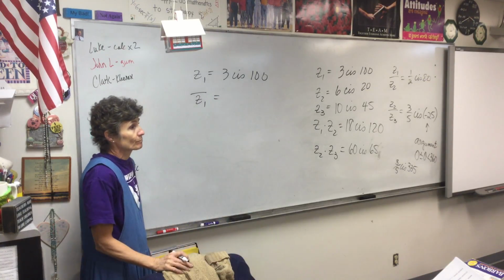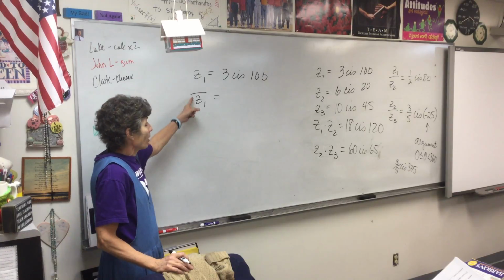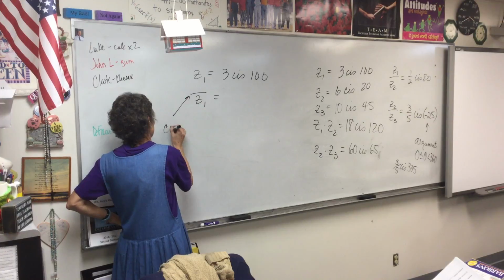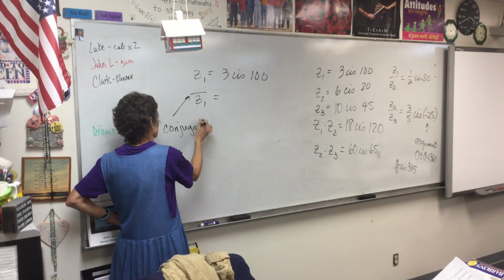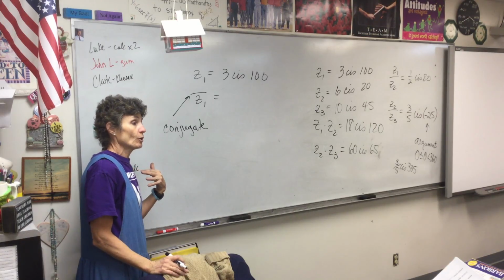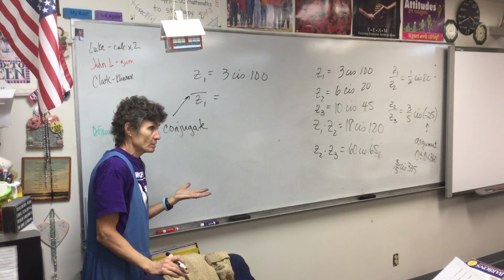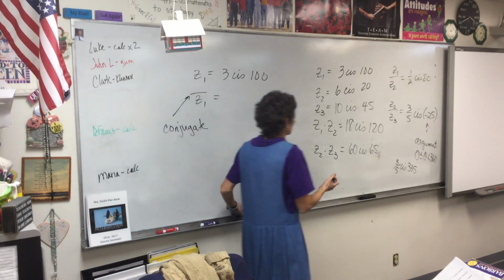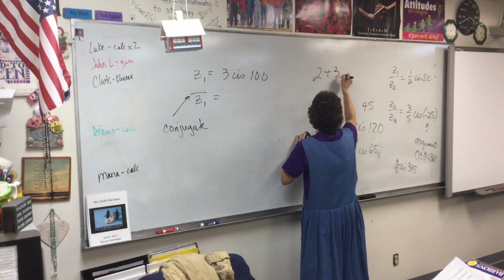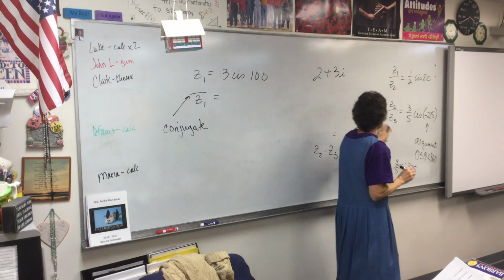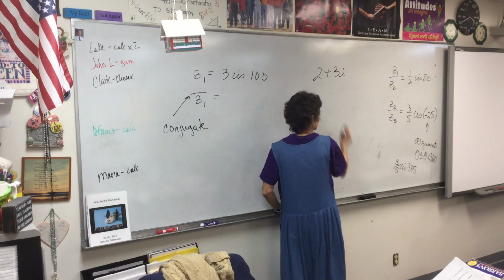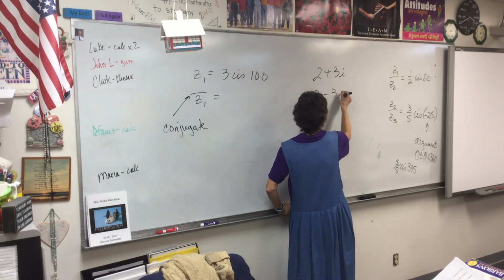All right, here we go. Is that little bar over the top? That's the notation for conjugate. Now, if this were a rectangular number, like 2 plus 3i, absolutely everybody in the room would be able to tell me what conjugate is. What's conjugate? 2 minus 3i? Yeah.